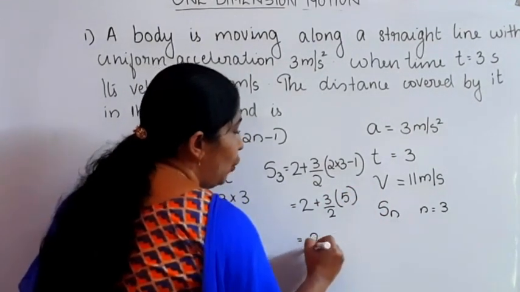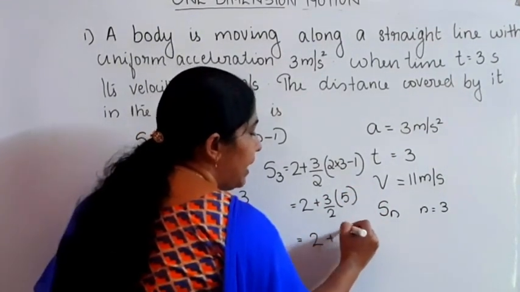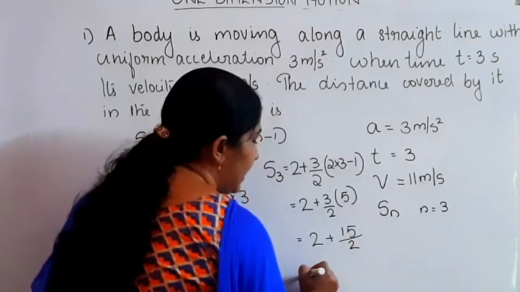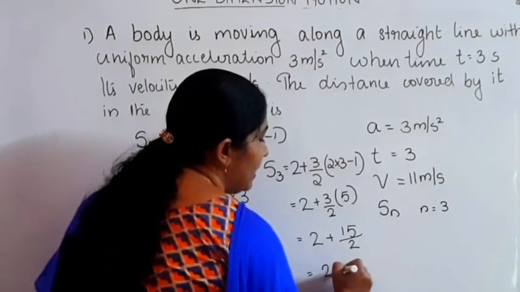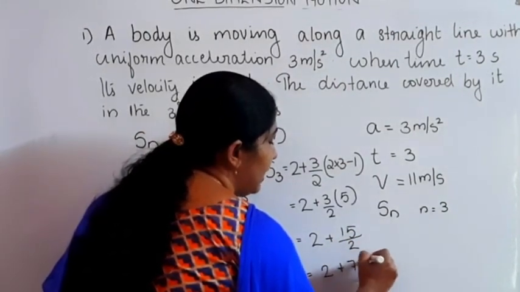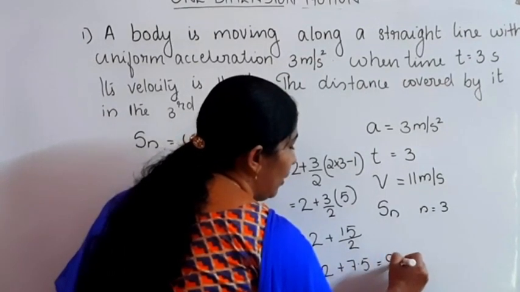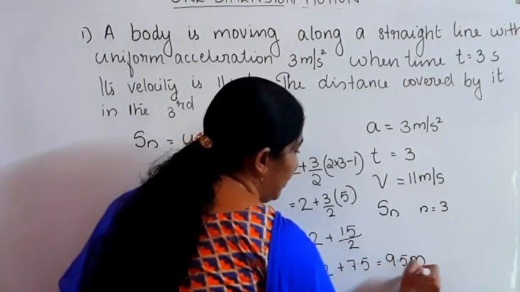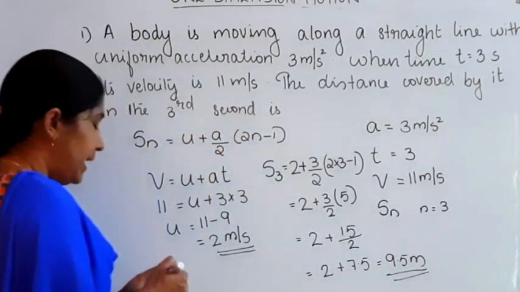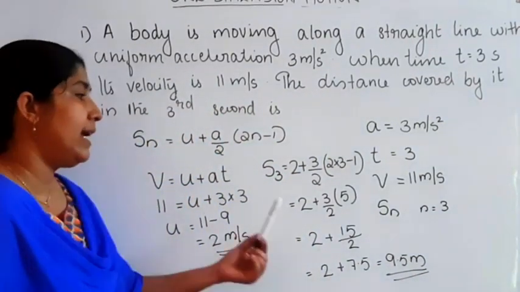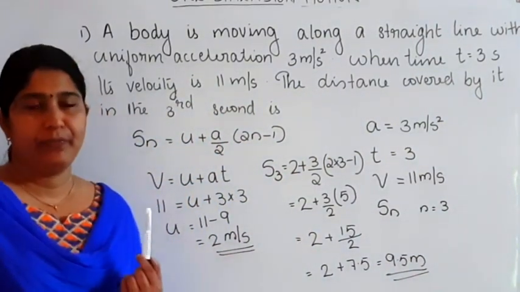That is 2 plus 15 divided by 2. That's equal to 2 plus 7.5. That's equal to 9.5 meter. Okay. Displacement in the third second is 9.5 meter.